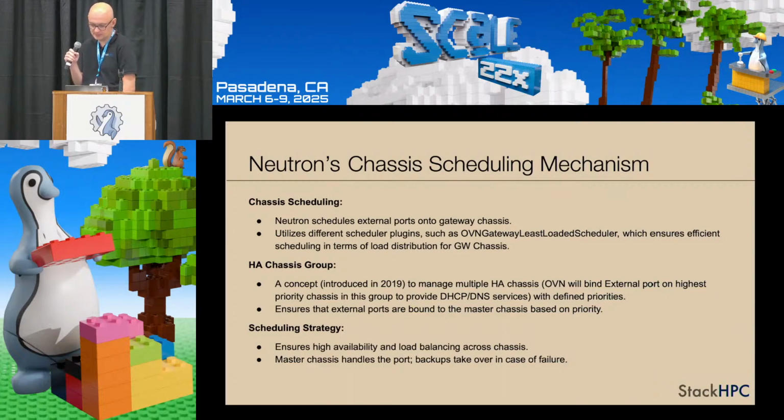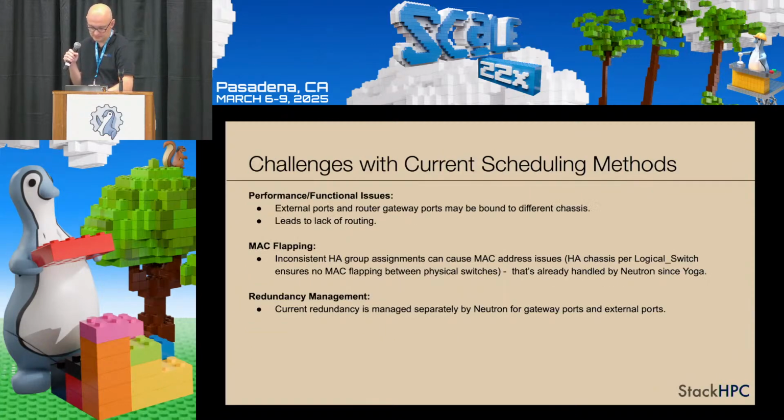Then we also have the HA chassis group that was mentioned in previous slides. It's a concept introduced in 2019 to manage multiple HA chassis for those services that the external port needs, like DHCP and DNS, for example. It ensures that the external ports are bound to the master chassis based on priority. And of course, if the master chassis handles the port and it fails, then the backup will serve those additional services like DHCP and DNS.